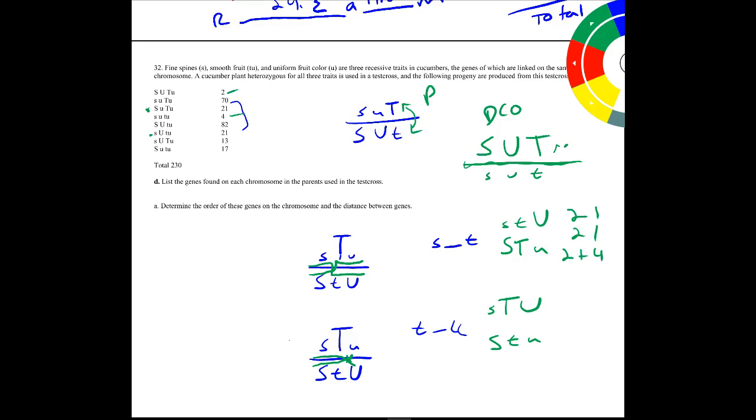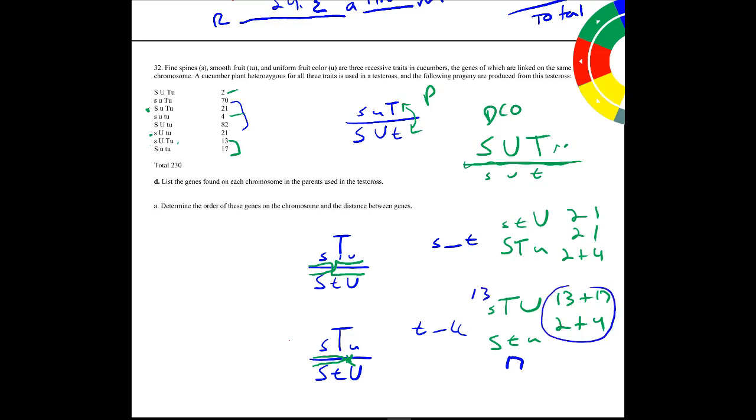And the other ones, again, now I used my 21s already, so I know that the next ones have to be 13 and 17. They're kind of lumped together. 13 plus 17 plus 2 plus 4. And again, the reason I know that is that they're the only numbers left over. But we can double check. Little s, big T, big U, that's our 13. Big S, little t, little u, that's our 17.